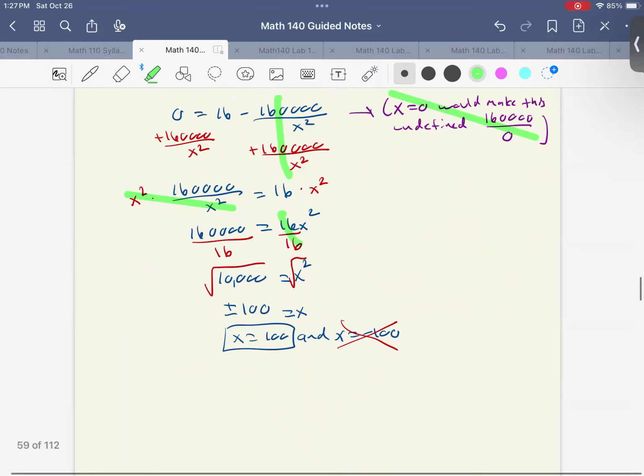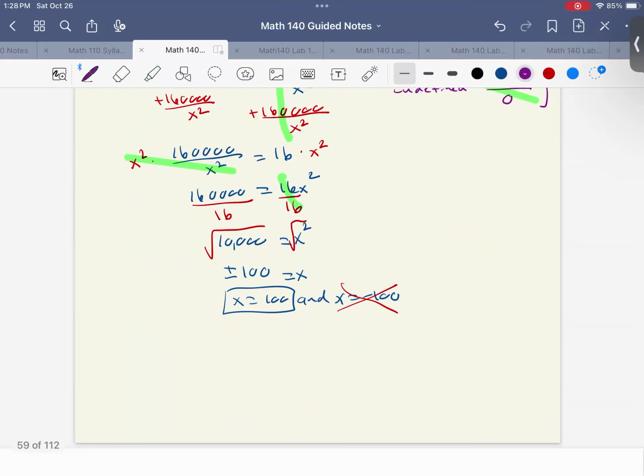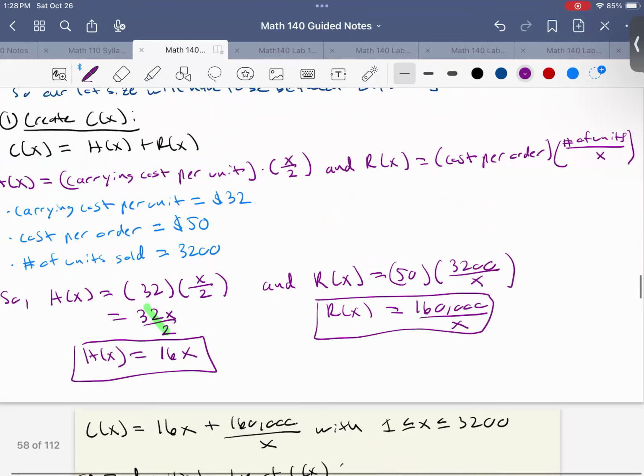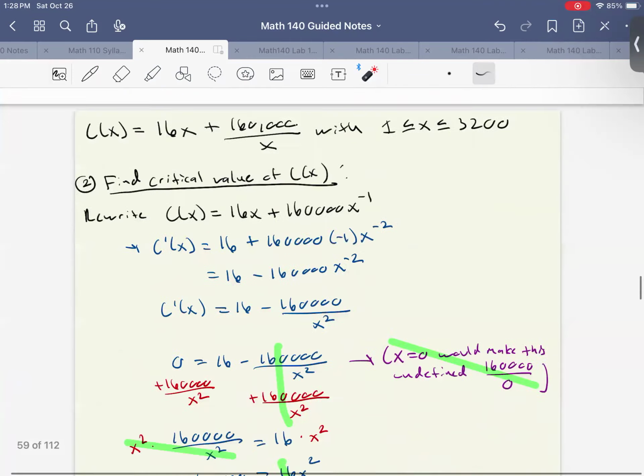Okay. So let's go ahead and say that. So, excuse me, different color. So x equals 100 is our desired lot size. Okay, so that answers that first question, right? What should the lot size be to minimize inventory costs? And we found that to be 100. Okay, so that's the first part of this question.